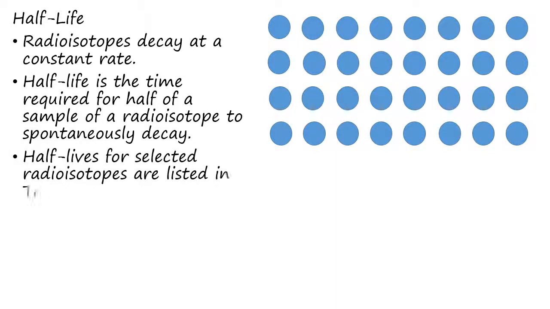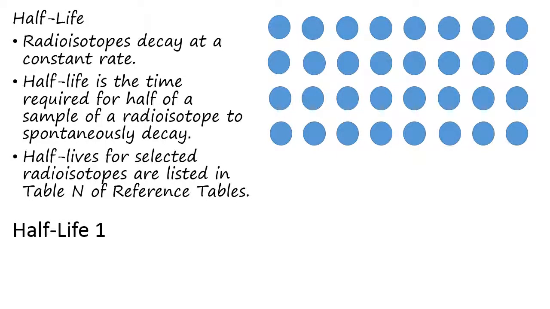And so half-lives for selected radioisotopes are listed in Table N of the New York State reference tables. When trying to figure out the half-life of a particular radioisotope, we simply have to look in Table N. If that radioisotope is not supplied in Table N, then it would have to be given to you in order for you to complete any sort of half-life problem. So let's look at a sample here.